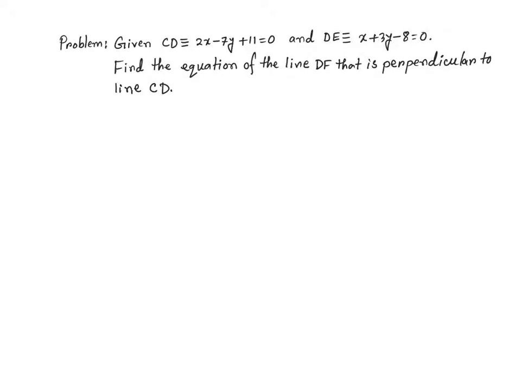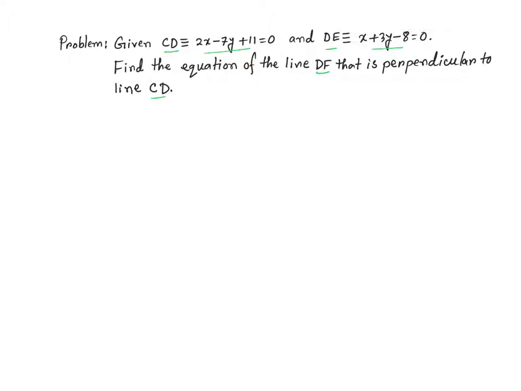In this video, I am going to solve this problem. We are given two straight lines. One is CD given by this equation and the other one is DE which is given by this equation. We need to find the equation of the line DF that is going to be perpendicular to the given line CD.